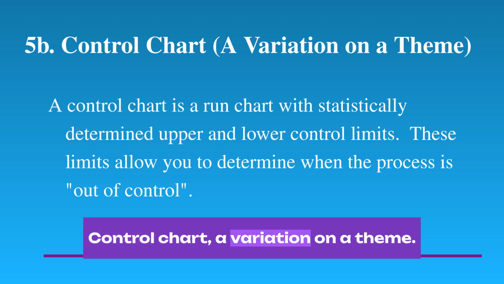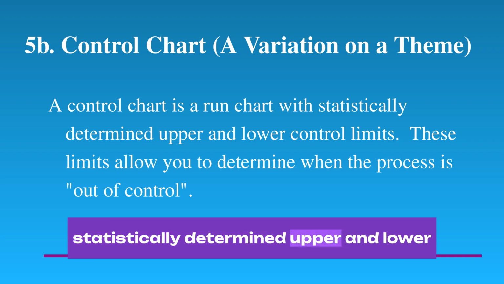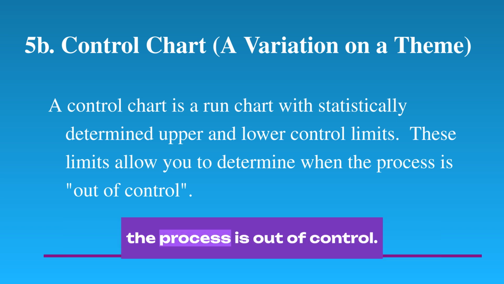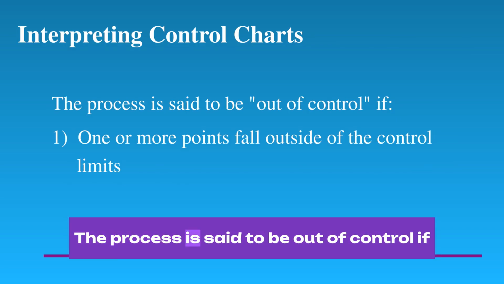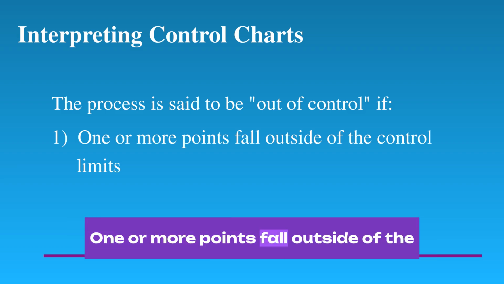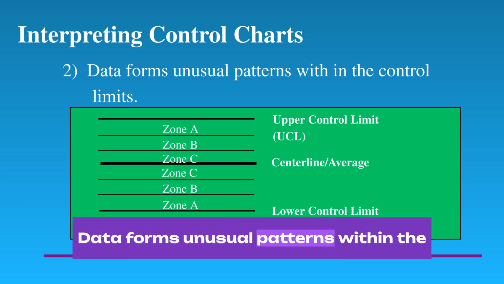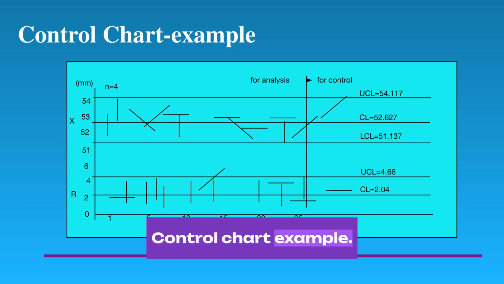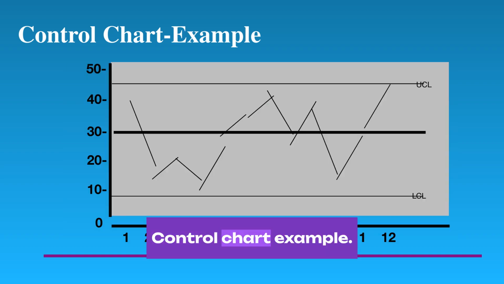Control chart, a variation on a theme. A control chart is a run chart with statistically determined upper and lower control limits. These limits allow you to determine when the process is out of control. Interpreting control charts. The process is said to be out of control if 1. One or more points fall outside of the control limits. 2. Data forms unusual patterns within the control limits. Control chart example.